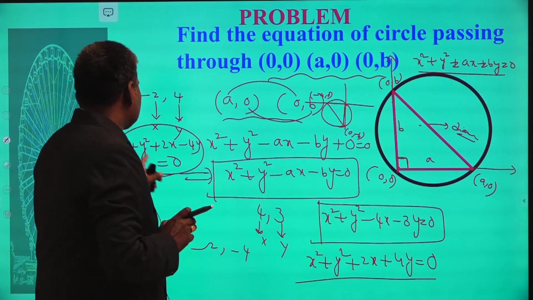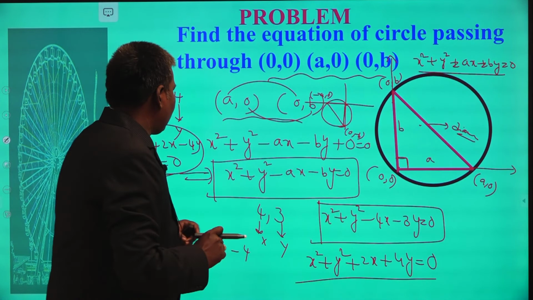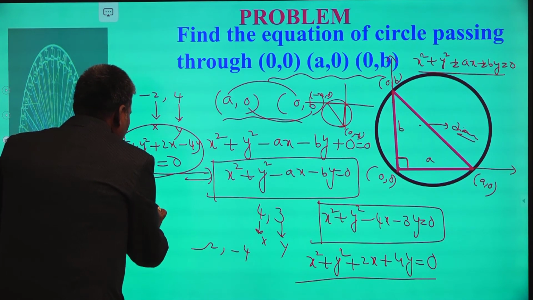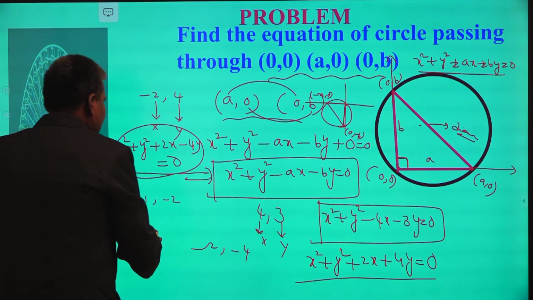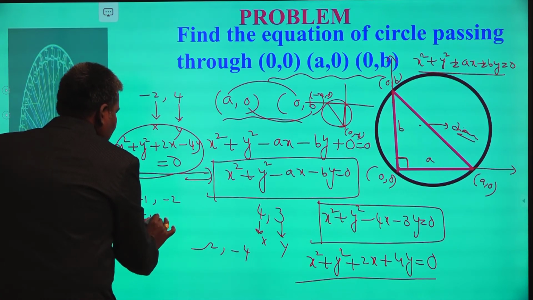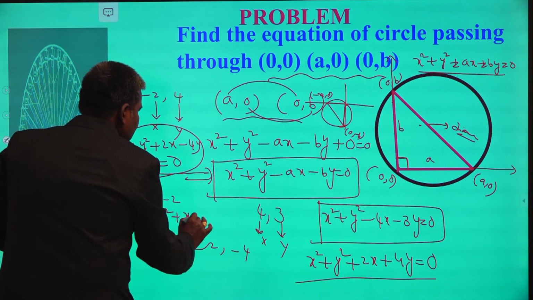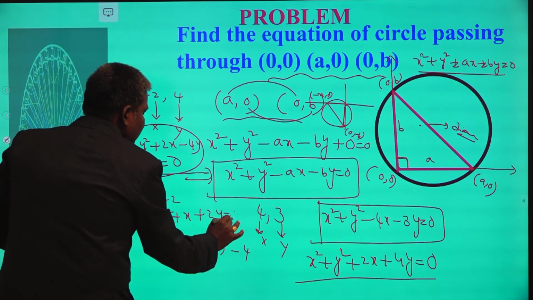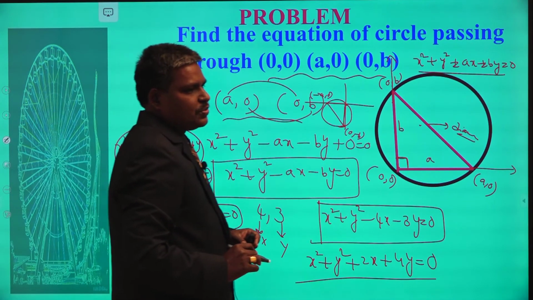Remember, x square plus y square minus ax minus by equal to 0. Or one more example: suppose the intercepts are minus 1 and minus 2 with the coordinate axes. What is the circle equation? X square plus y square minus a x minus b y, here it becomes x square plus y square plus x plus 2y is equal to 0. In a fraction of seconds you can finish the problem by seeing the intercepts itself.